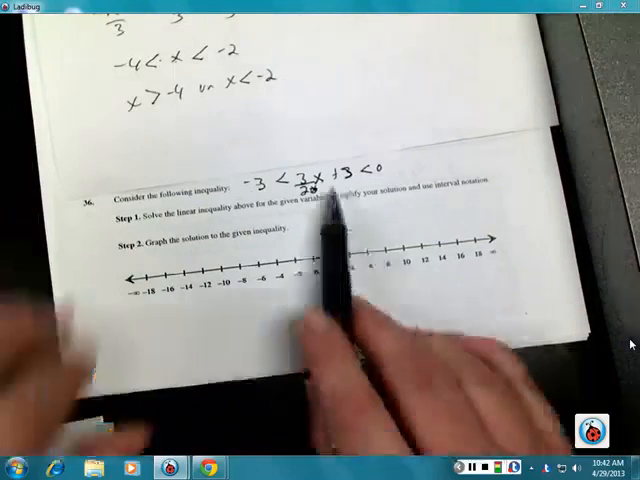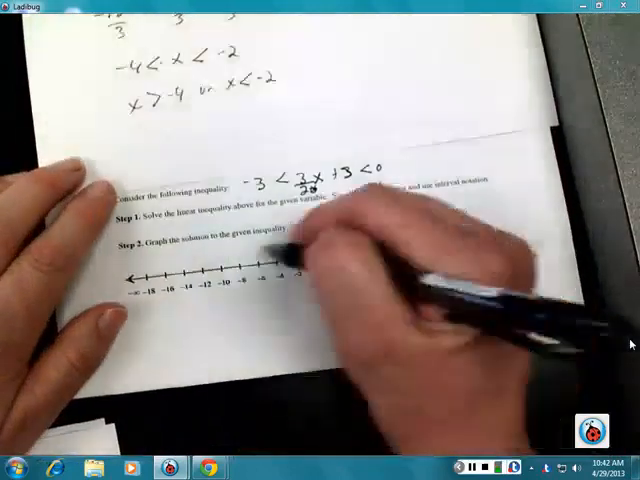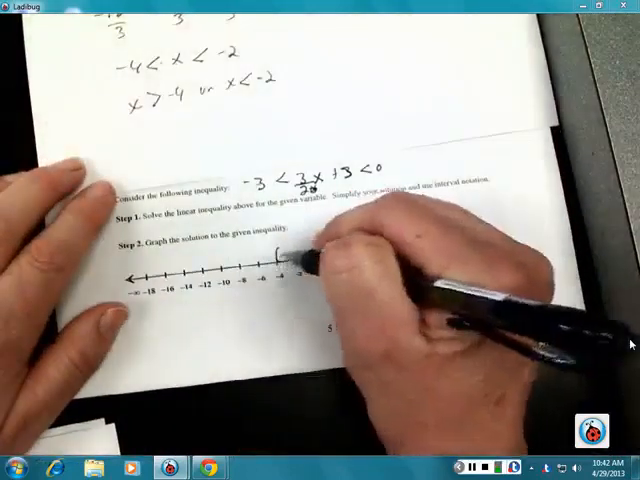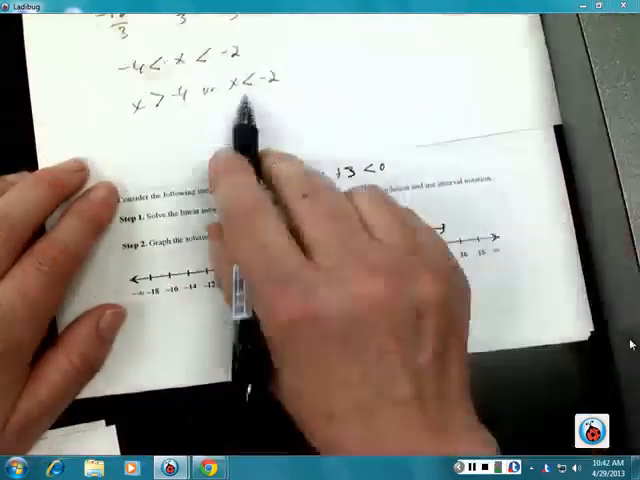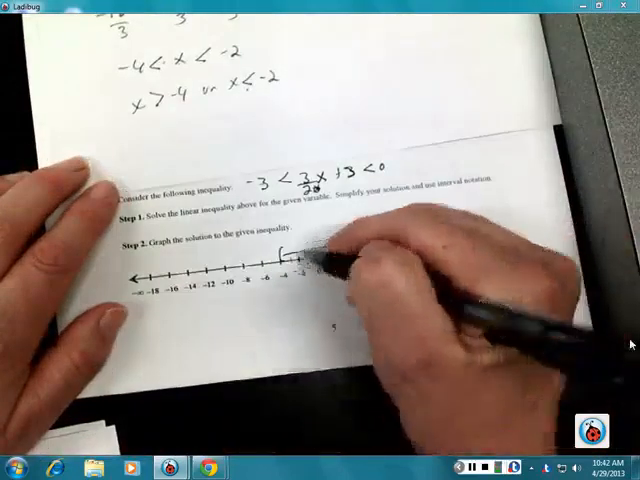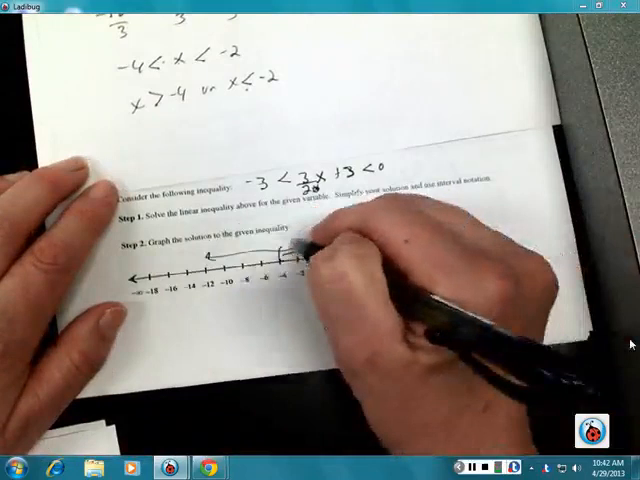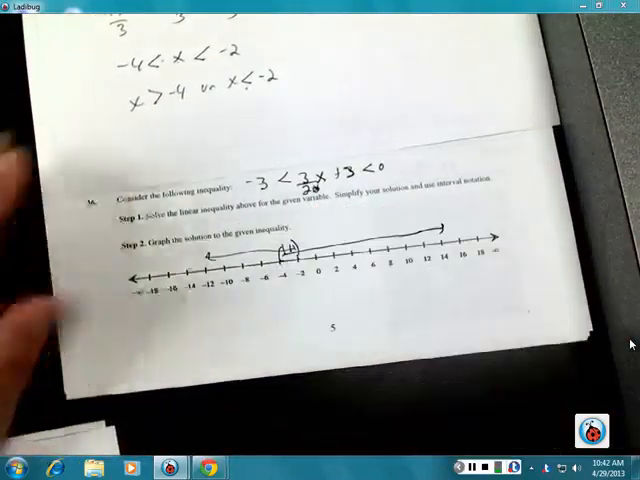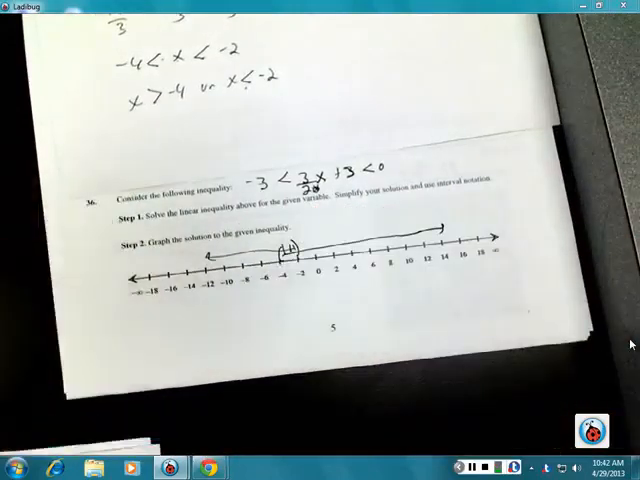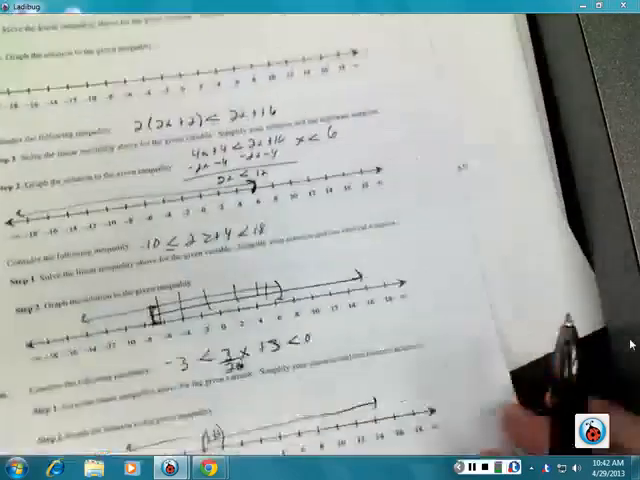But as it stands, I would be at a negative 4, parenthesis, heading this direction, negative 2, heading the opposite direction with a parenthesis, so my answer is in between them. So that would be my value that I would have. Okay.